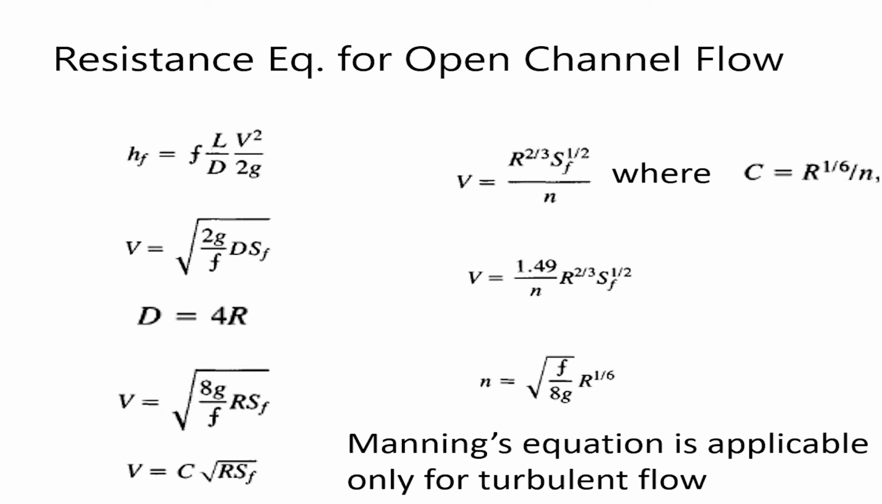So this square root of 8g by f, we can write as a constant C. So we can write V is equal to C into square root of R S_f. So this is a very famous equation which is called the Chezy equation.